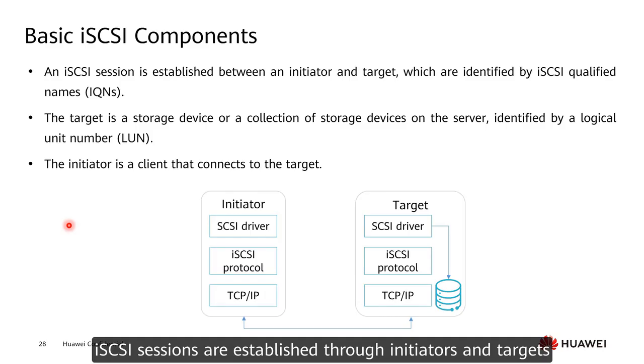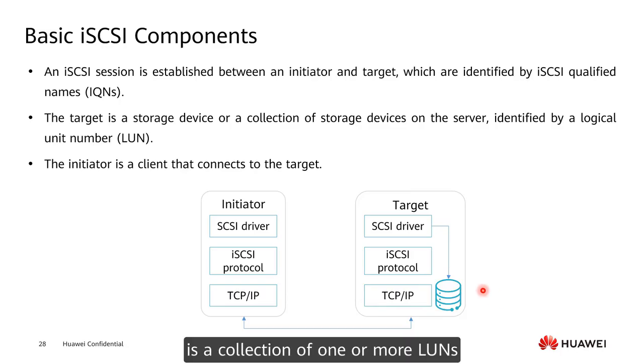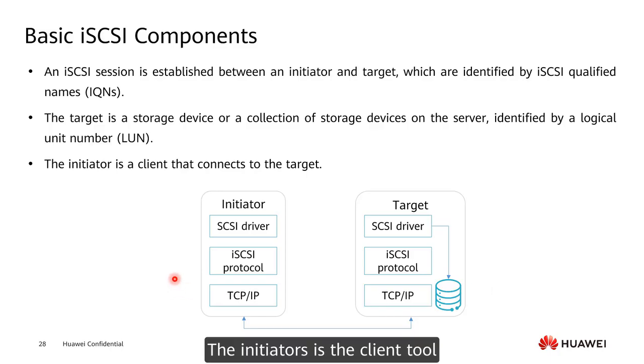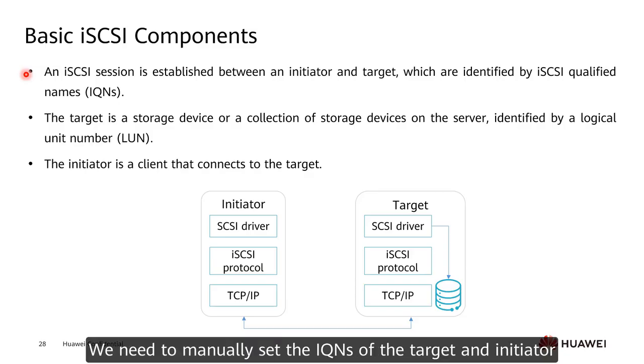iSCSI sessions are established through initiators and targets. The target is the server, a collection of one or more LUNs. The initiator is the client tool used to connect to the target. They are identified by IQNs. In the future, we need to manually set the IQNs of the target and initiator.